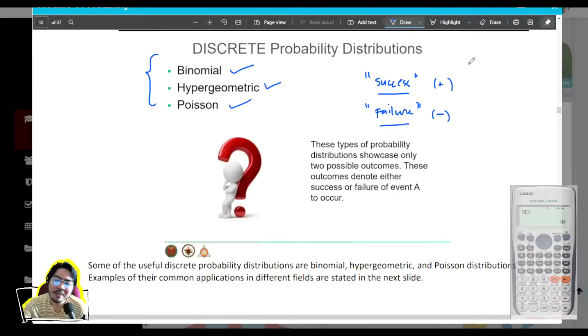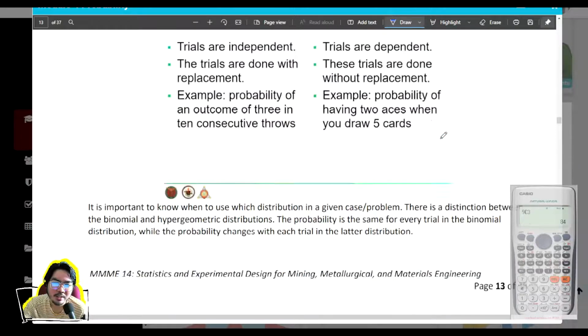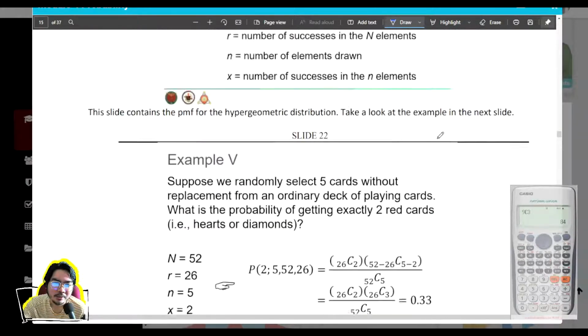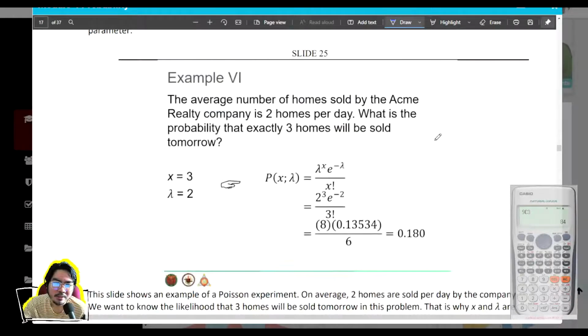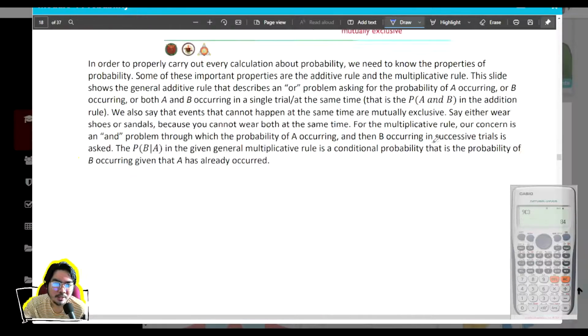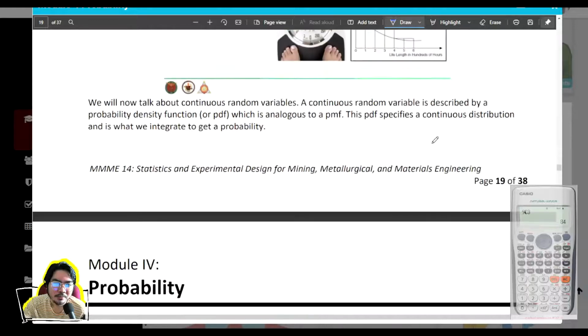So merong isang problem dito na wait lang. I don't know if I can find it, no. Nandito ata siya. Hindi ko na siya mahanap.